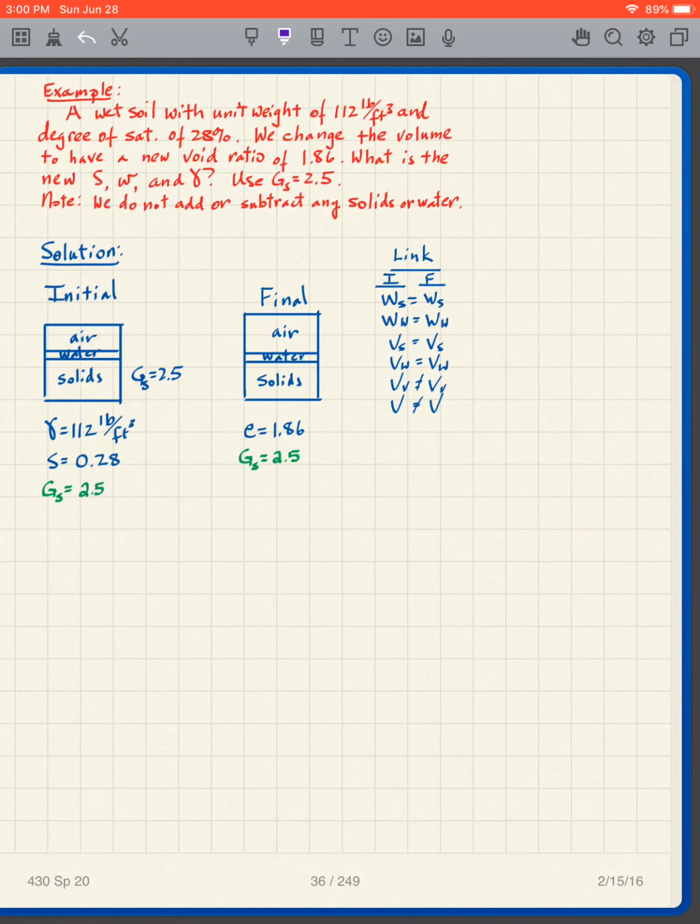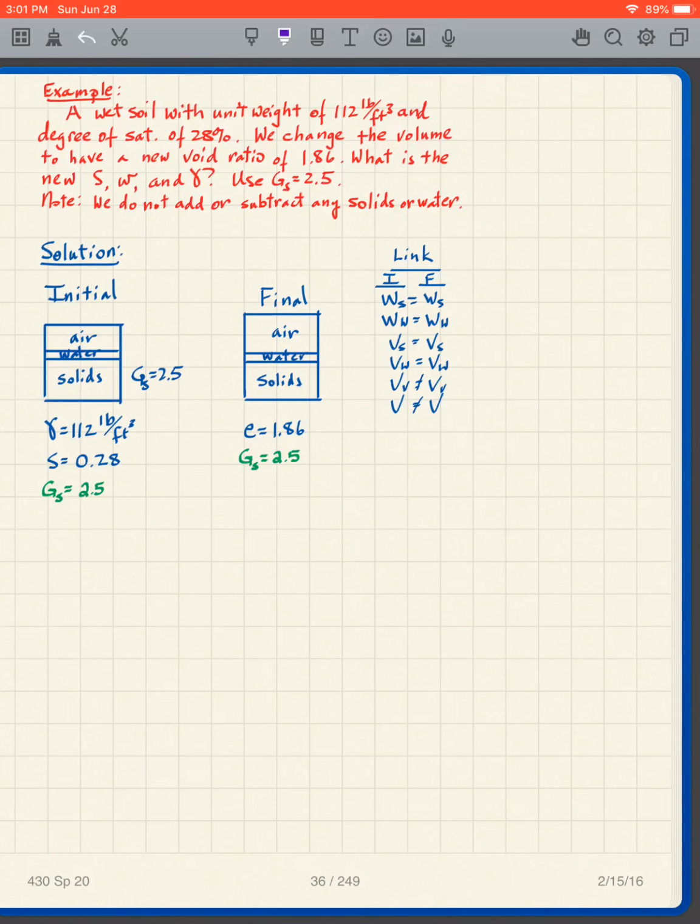Okay, so when I draw this figure, I'm going to show the volume getting bigger. I don't know whether it gets bigger or smaller, but just to get it started. Notice those boxes are not the same size. The one on the right I've shown bigger than the other. Why? Because we're changing the volume. But the water is the same. The solids are the same. So the only thing we're changing is the air.